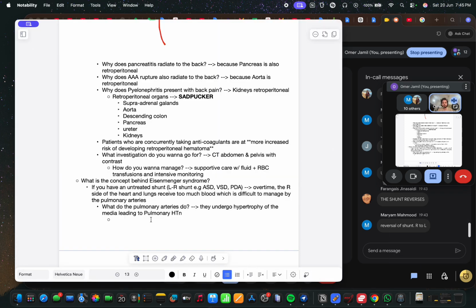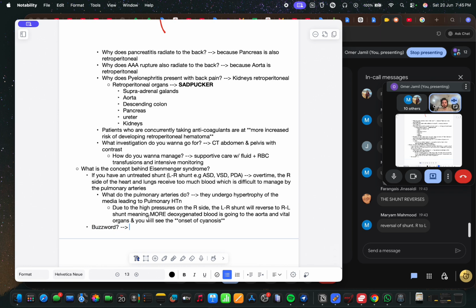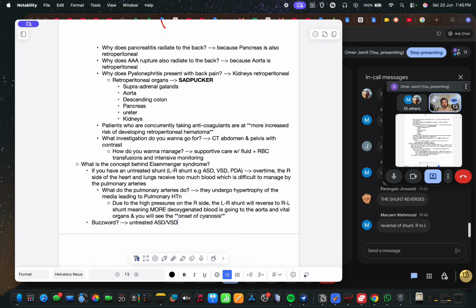So the idea is that due to the high pressures on the right side, the left to right shunt will reverse to a right to left shunt, meaning more deoxygenated blood is going to the aorta and vital organs, and you will see the onset of cyanosis. So the buzzword to remember: untreated ASD, VSD, PDA presenting with cyanosis. This is the biggest giveaway you can think of for Eisenmenger syndrome. ASD, VSD, PDA themselves can never cause cyanosis.